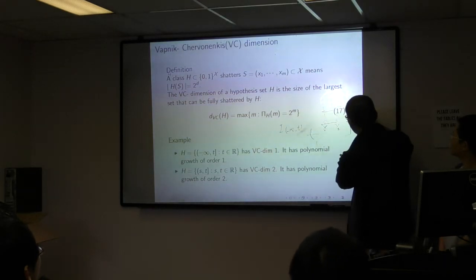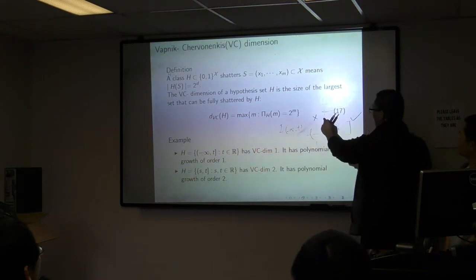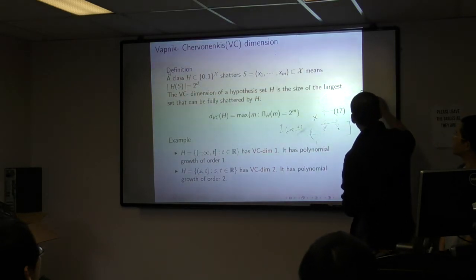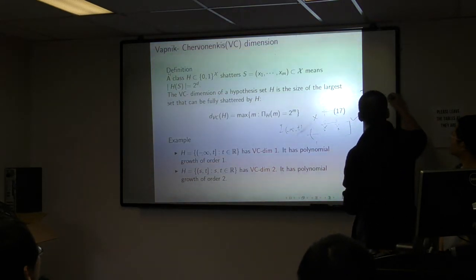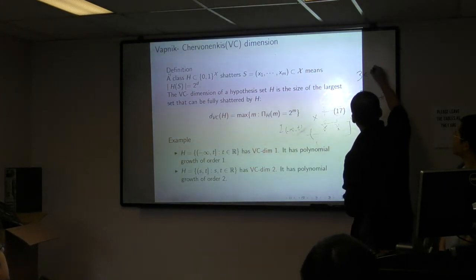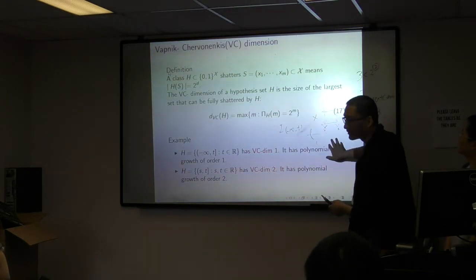So now this is also fine. But then you find there's no way, no matter where you put this t, you can never achieve this 1-0 classification. So the number of outcomes is equal to 3, and 3 is actually smaller than 2 to the power of 2. So you know it cannot shatter 2 points.